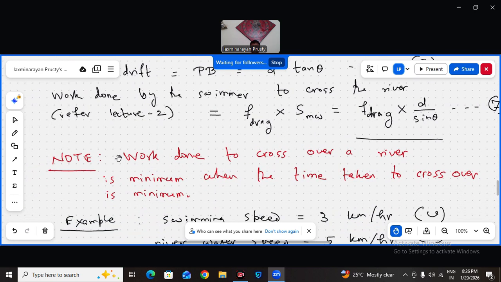So here, note, I made a point here. In lecture 2 also I discussed the identical thing. Work done to cross a river is minimum when the time taken to cross over is minimum.